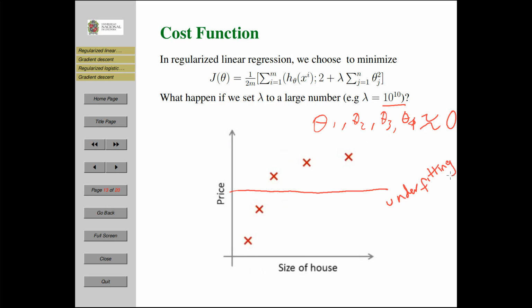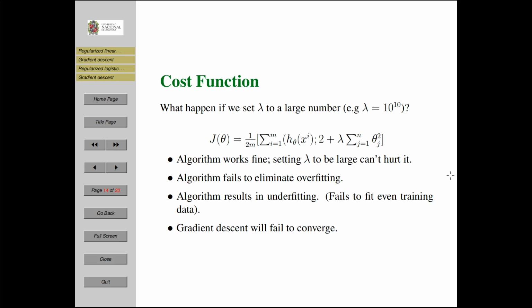In order for regularization to work, we need to choose a good value for the lambda parameter, not too big and not too small. So, what happens if we set lambda to a large number? Well, we might end up with 4 cases. The first is the algorithm works pretty fine. The second is the algorithm fails to eliminate overfitting. The third is the algorithm results in underfitting, failing to fit even the training data, and the fourth is gradient descent will fail to converge. And that's it.